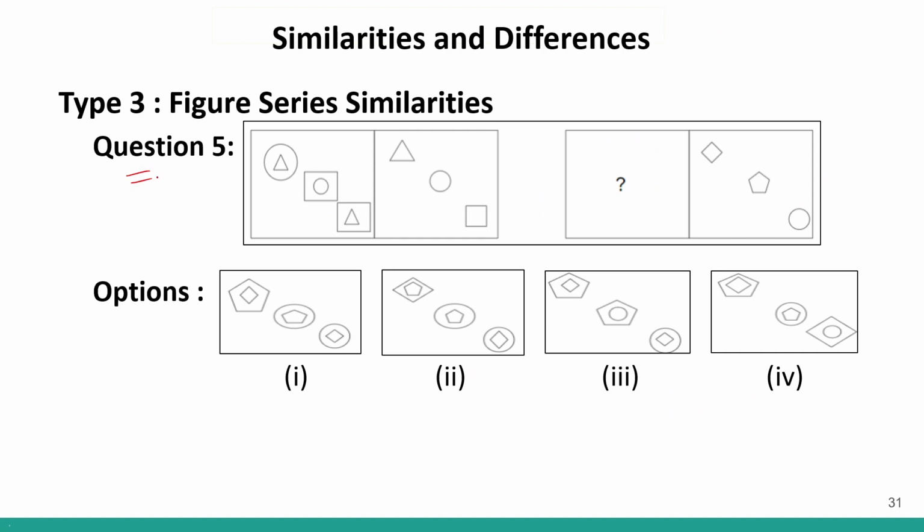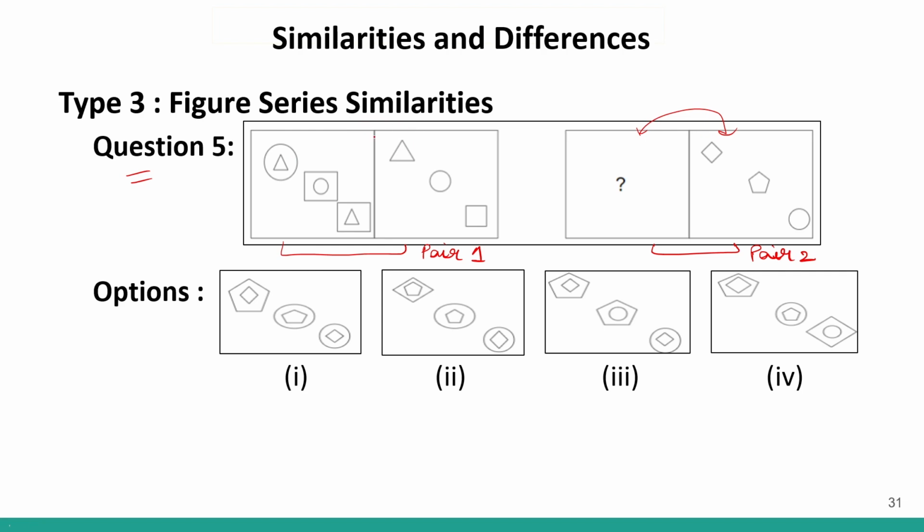Now, question number 5. We are given this pair. This is pair number 1. Similarly, this is pair number 2. And we have to find the missing element in this pair. Now over here we have to first analyze the relationship between these 2 elements, and then we have to apply the same logic between these 2 elements. Correct? So let us see.